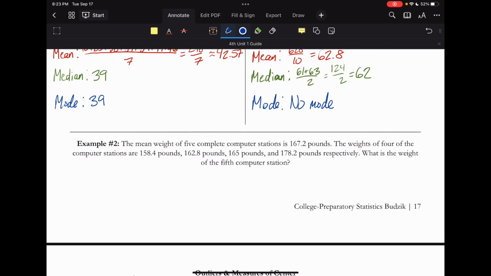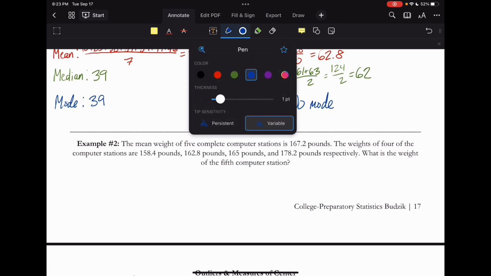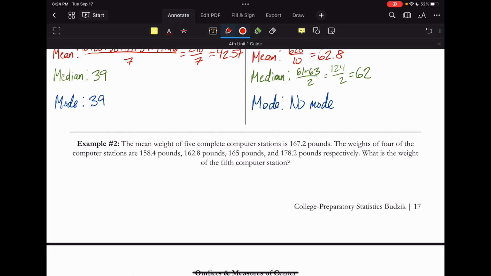For this example, the mean weight of 5 complete computer stations is 167.2 pounds. The weights of 4 of the computer stations are 158.4 pounds, 162.8 pounds, 165 pounds, and 178.2 pounds. What is the weight of the 5th computer station? So again, remember what I did for my mean. The formula is that the mean is equal to the sum of all the data divided by n, and remember n is the number of data points.